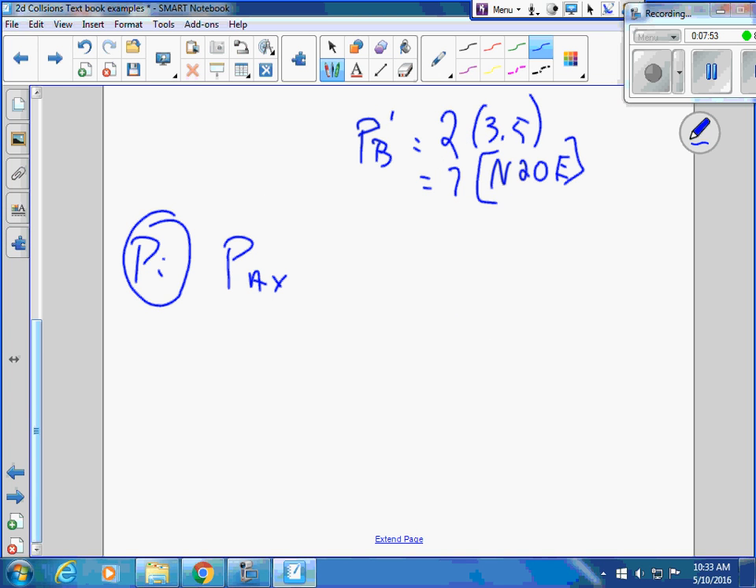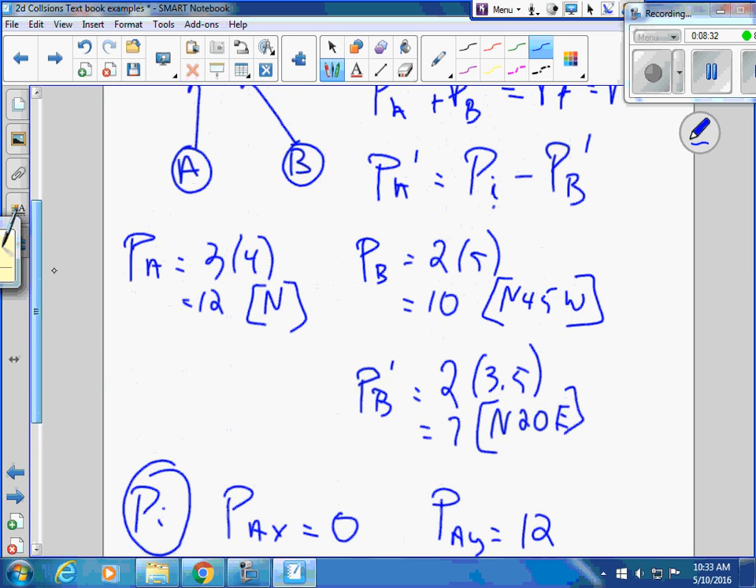We got to have an X for A, right? X component. Momentum of mass A, X component. A is moving straight north, so PAX is actually 0. Momentum of mass A, the Y component, it's all Y, it's all north, so it's in fact 12. How come I don't have that here? 12. Yep, okay, just making sure.